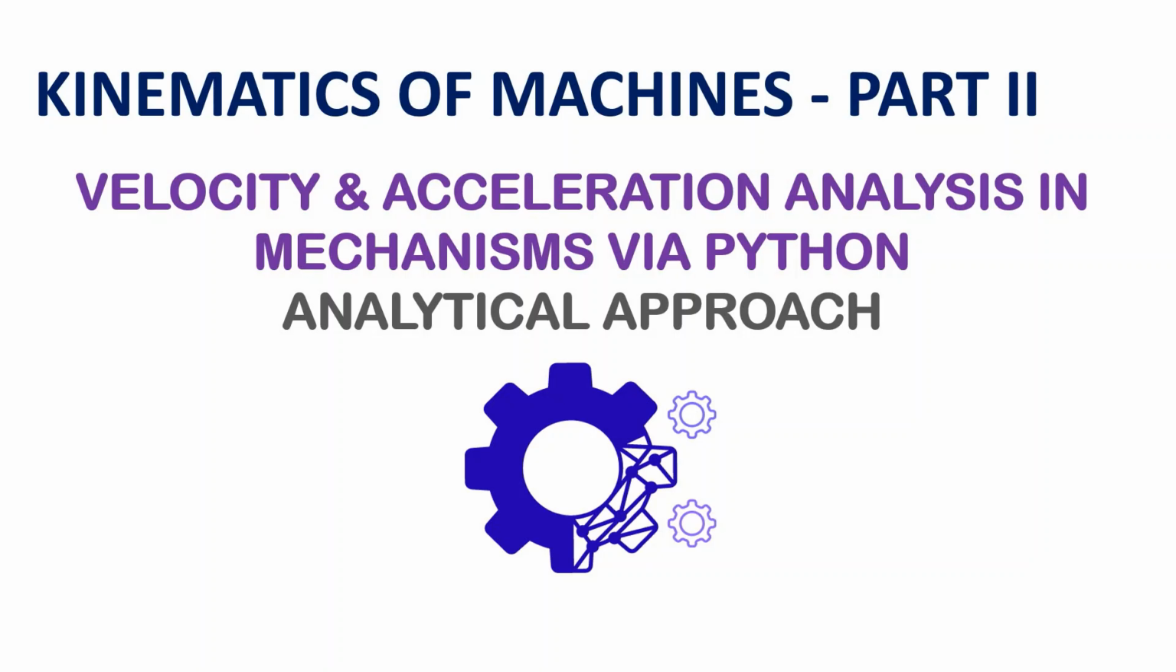In this session, we will be looking at computing the velocity and acceleration of links in a mechanism via Python. We will take up the analytical equations that we derived in the previous session and we will simply code these equations into Python to obtain the velocities and accelerations of different joints or links in the mechanism.